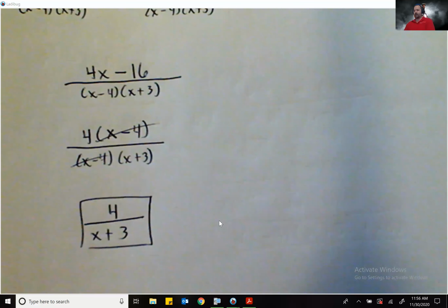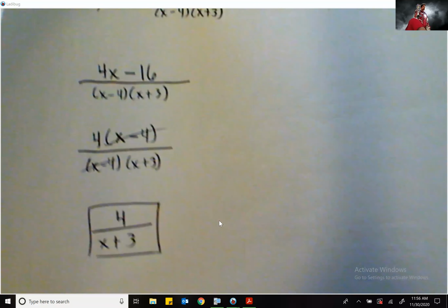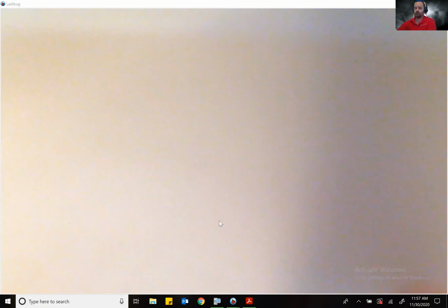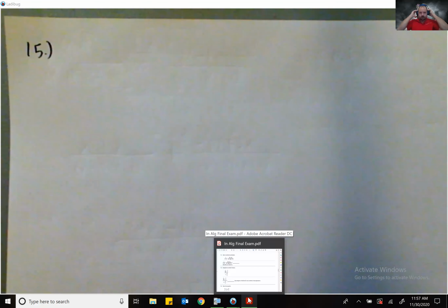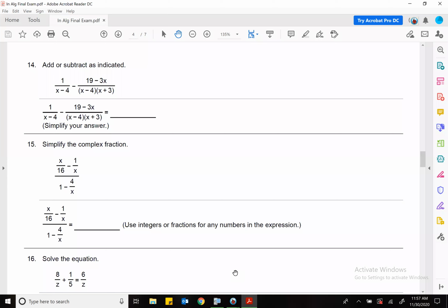All right, number 15. We are halfway through now because there are 30 questions total. So this is a complex fraction. We got x over 16 minus 1 over x, all of that over 1 minus 4 over x.